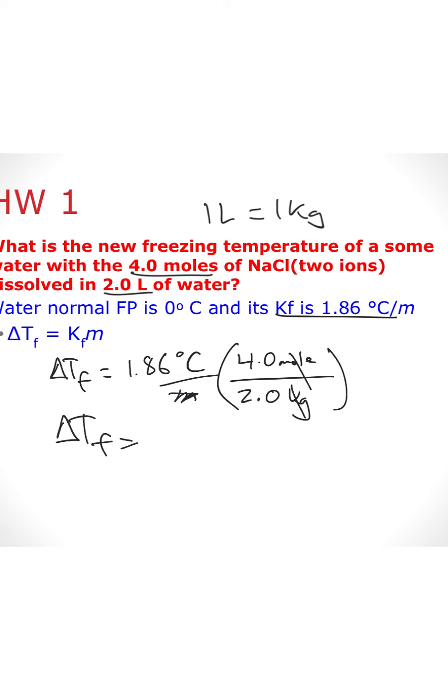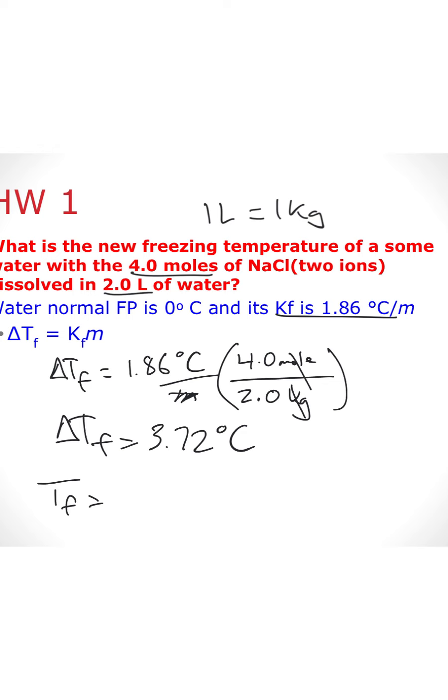So now all you have to do is grab your calculator and go 1.86 times 4 divided by 2, and you get 3.72 degrees Celsius is the change in temperature, but the new freezing temperature.